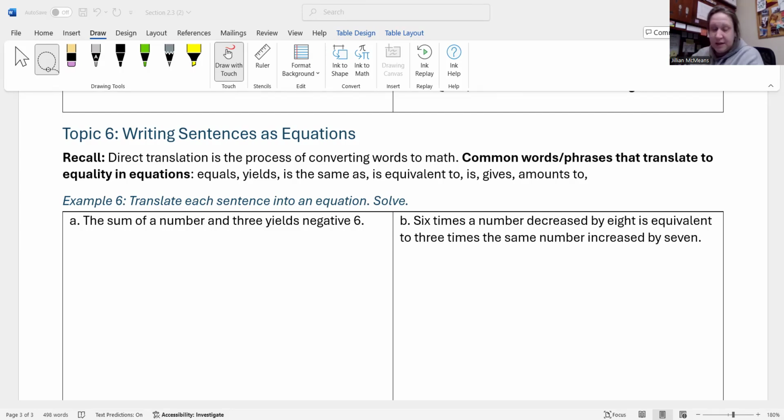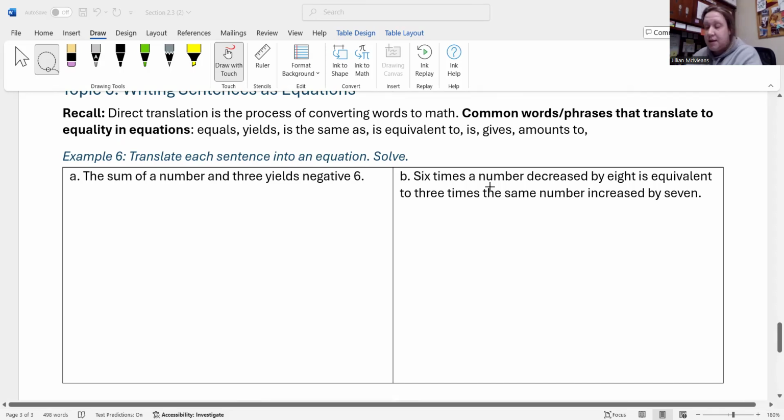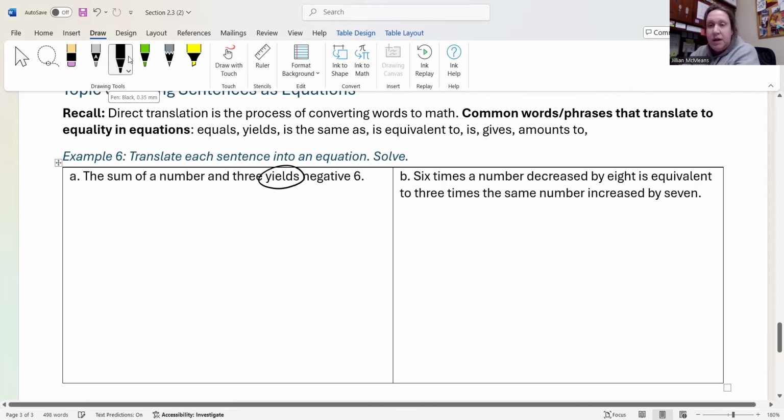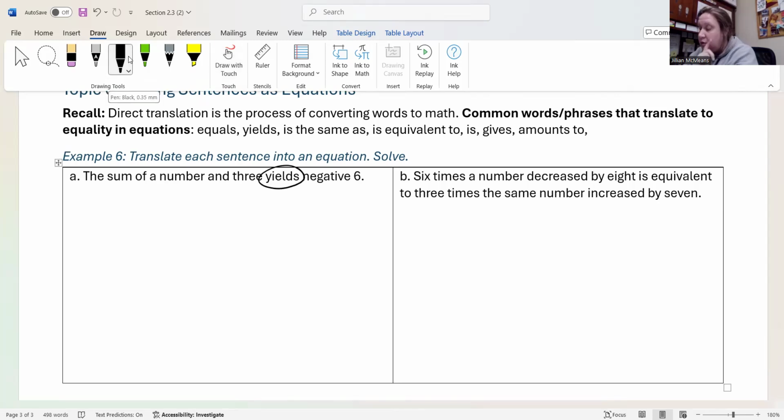All right, so example 6, it says translate each sentence into an equation and then solve. So we want to first look for some word in these two examples that would indicate equality, and we've got several of them listed up above. For part A, it says the sum of a number and 3 yields -6. Yields would be our equal sign. So that's where our equals is. Anything prior to yields is going to be the left-hand side of the equation. Anything after yields is going to be the right-hand side of the equation, okay?